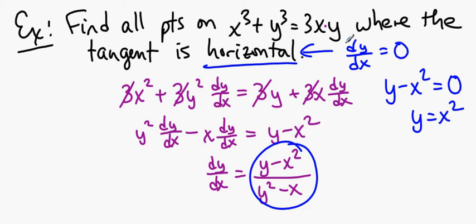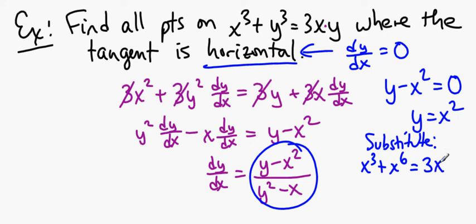So we want a point on the curve. So I want to solve x cubed plus y cubed, see how I did that? Y cubed equals 3xy. Boom. And if you solve that, you get that x to the 6th minus 2x cubed is 0. This factors very nicely.